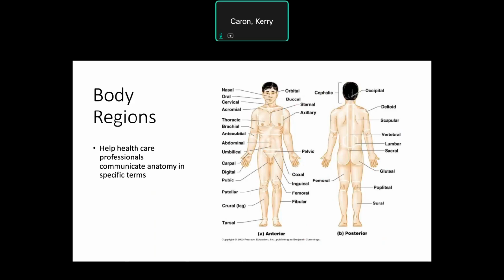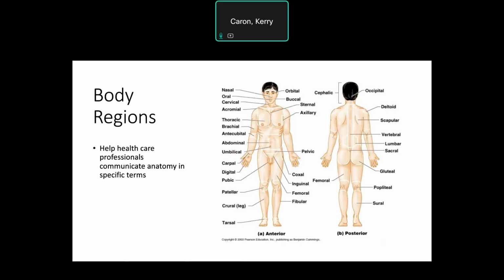Okay, body regions. And you need to kind of memorize these regions, maybe draw or practice labeling a person or yourself. But these regions of the body help us to communicate anatomy in specific terms. You've got the nasal region, and the orbital region would be the eye. The buccal region would be the cheek. So you're going to want to kind of go through and talk through and memorize these regions.